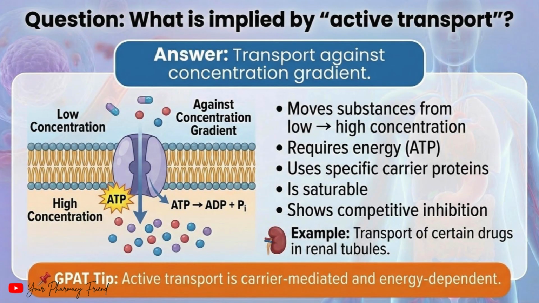What is implied by active transport? Transport against concentration gradient. Active transport is the movement of substances against their concentration gradient, from areas of low concentration to high concentration. This process requires energy, usually in the form of ATP, and uses specific carrier proteins. It is saturable and can be competitively inhibited. Many drugs are actively transported in the renal tubules for elimination.